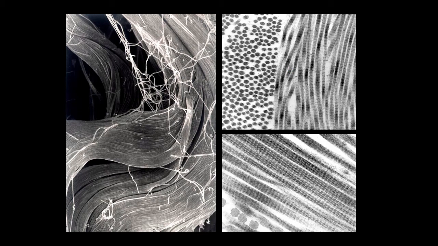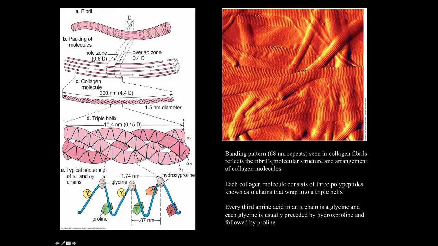And what's very apparent, there's a distinct banding pattern that you see in the collagen fibrils. This banding pattern repeats about every 68 nanometers. I don't care that you remember that. This reflects the fibrils' molecular structure and arrangement of the collagen molecules.